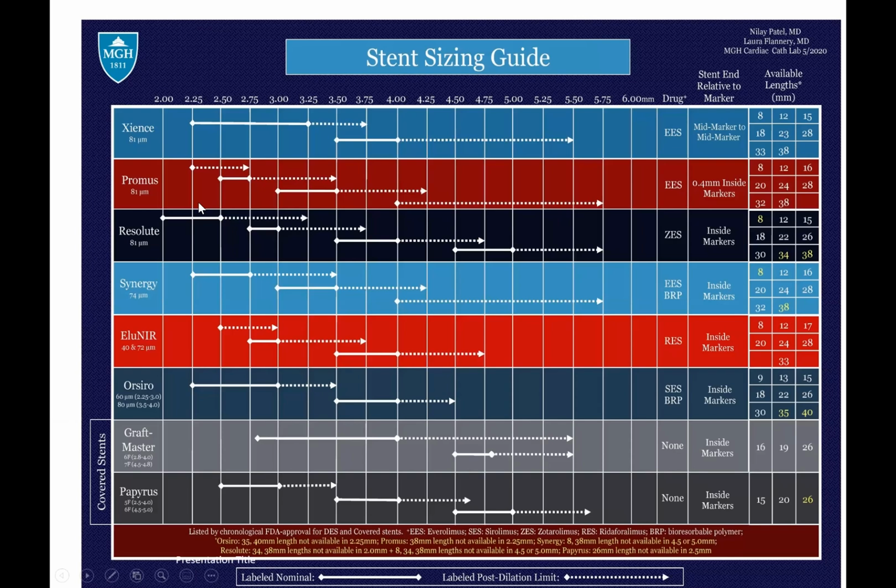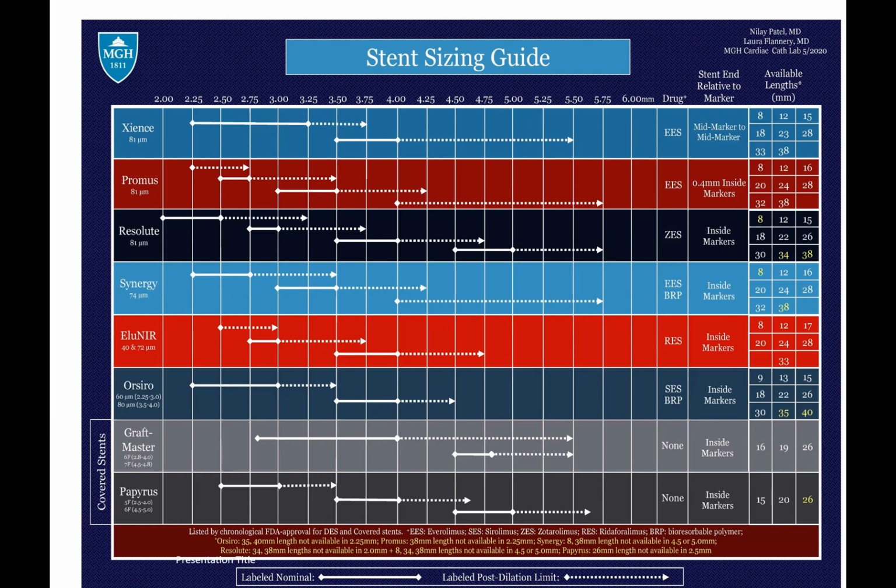Okay, so this is a stent sizing guide. Maybe for interventional fellows, they can keep this. It's made by some guys from MGH. I made one, but this is a much more detailed one. It has all the stents available. So see the strut thickness is here. Xience says 81 micrometers. Onyx is 81, Resolute is 81. And then you look at the Synergy, it's 74 micrometers. Orsiro has 60 micrometers.